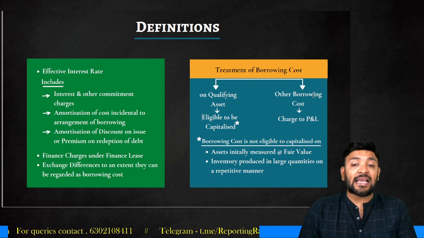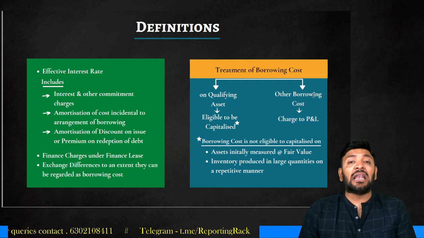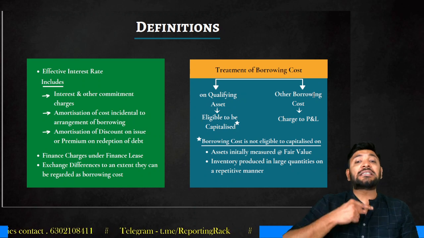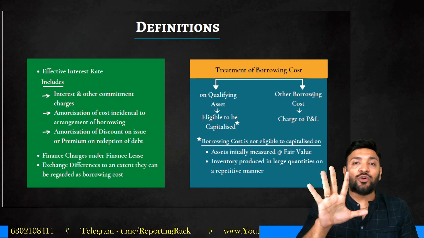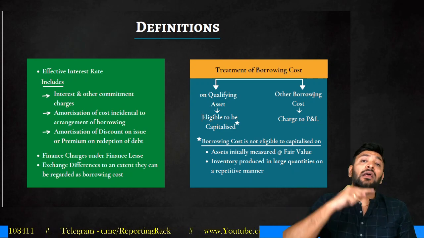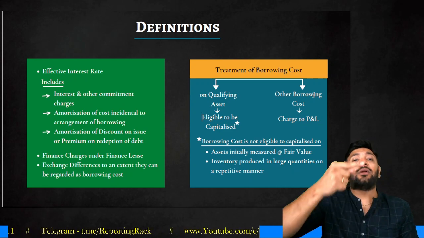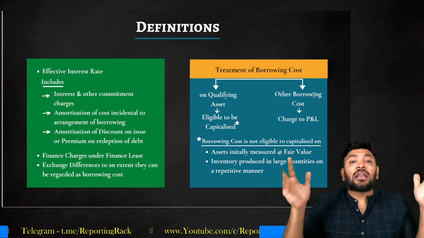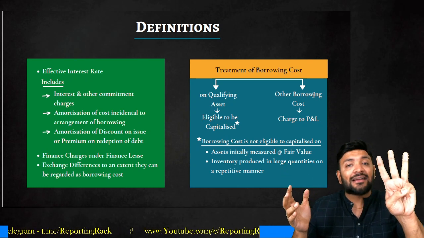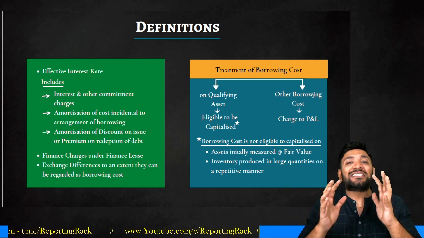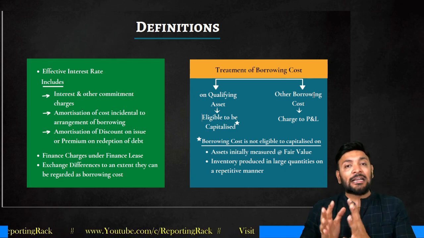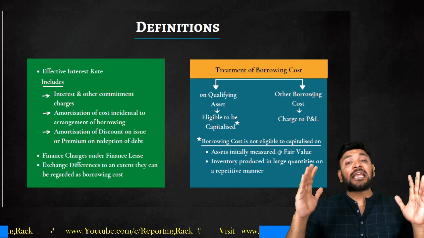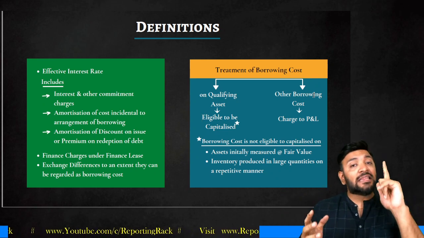IND AS 23 says inventory produced in large quantities on a similar repetitive production cycle. 5,000 units, similar production cycle, on a repetitive basis you are continuing to do it. Just because the order quantity is large and it is taking 3 years, you cannot consider it as a substantial period. One particular item of inventory, if it is taking more than 12 months to produce, then it is a substantial period.